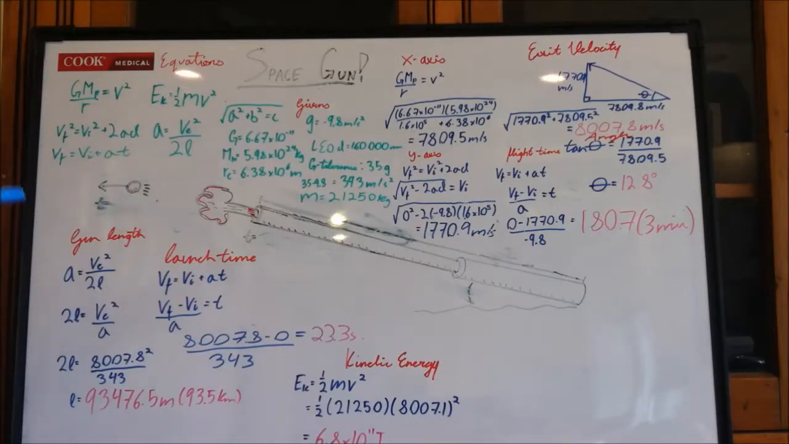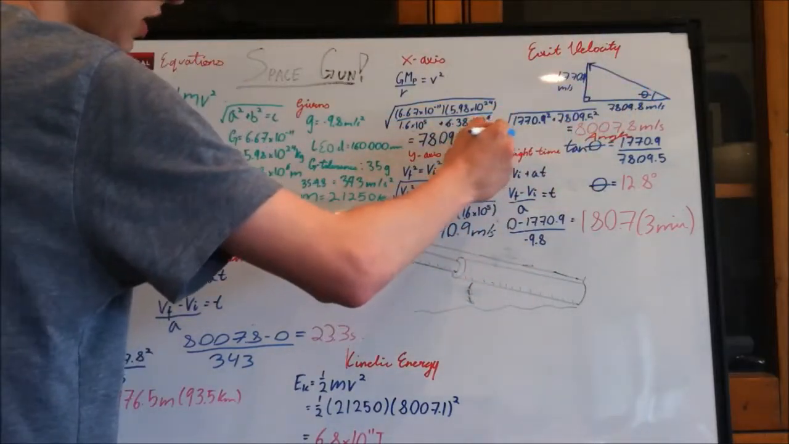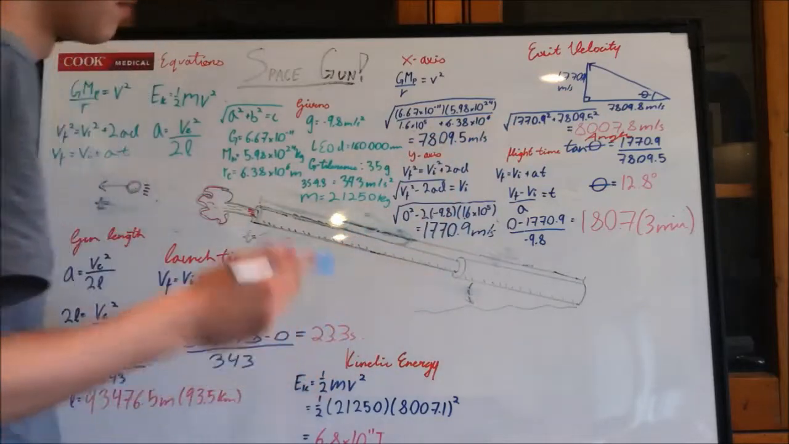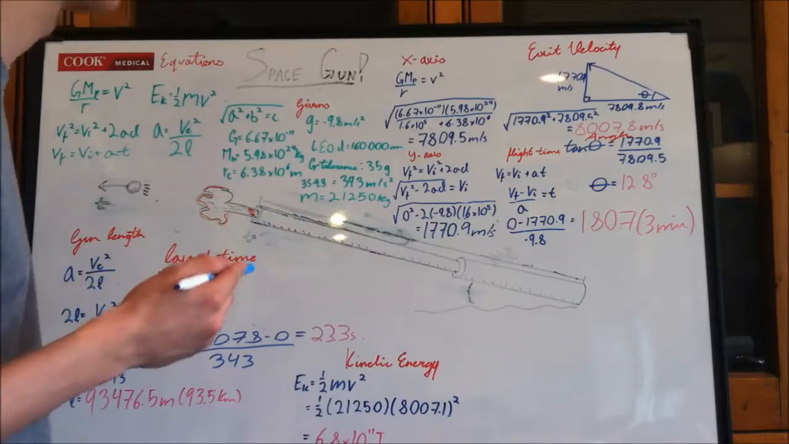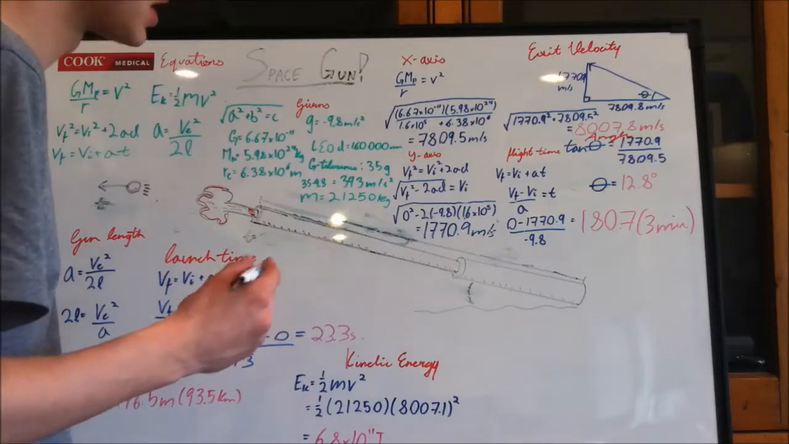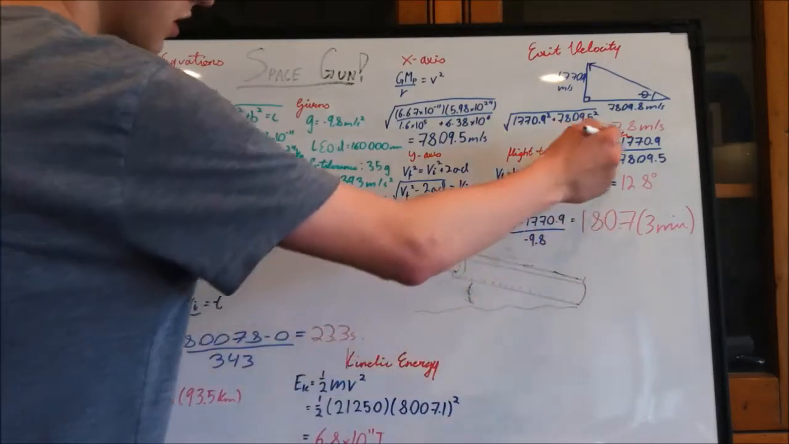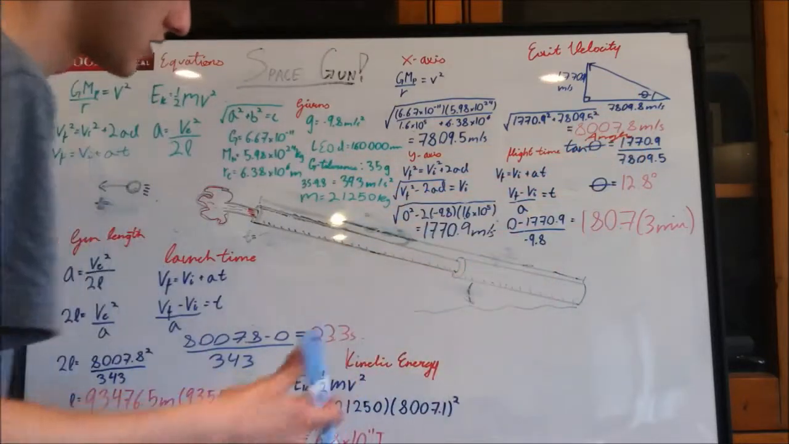Now, with both the x and y components, we can create a right triangle and find both the angle and the total velocity of our projectile as it leaves the gun. So we've made a triangle here with our components. We can use the Pythagorean theorem to figure out that our velocity needs to be 8,007.8 meters a second. We can also use trigonometry to figure out what angle our gun needs to be pointed at, which is tan opposite over adjacent. We're going to end up with 12.8 degrees.